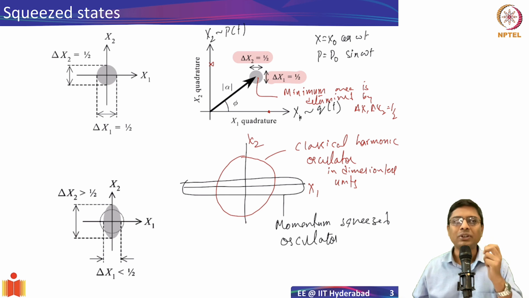Vacuum state I will call it, because the number of photons is 0. Why do I say number of photons is 0? Because it is at the center, and the size is basically half and half. So the product is minimum uncertainty. That's a coherent vacuum state, maybe we should call it.